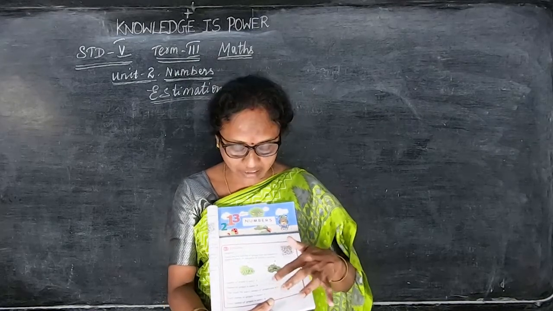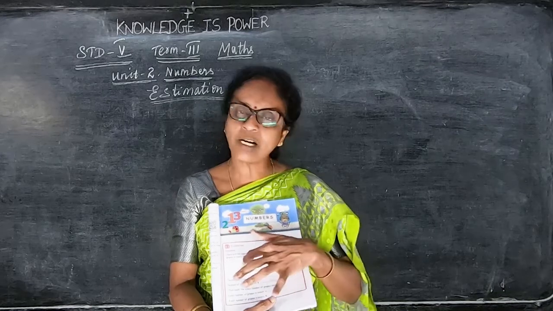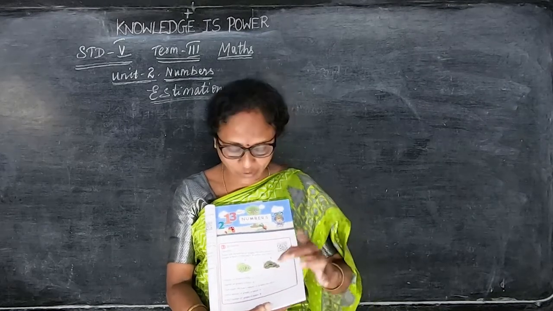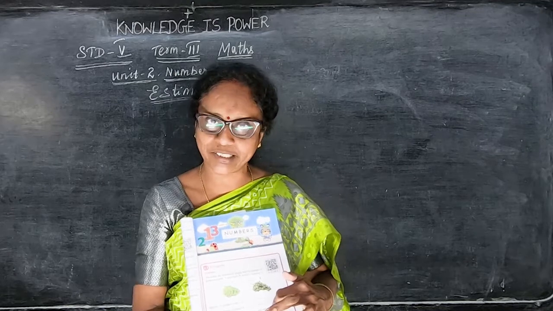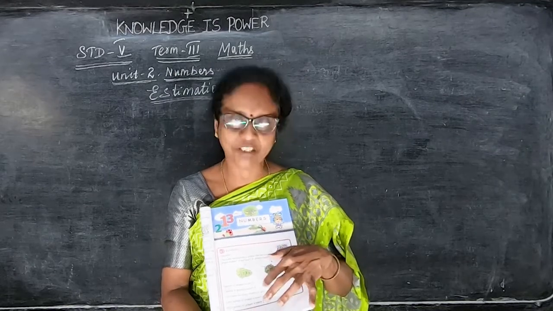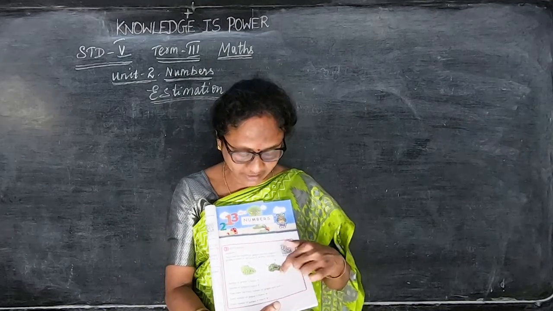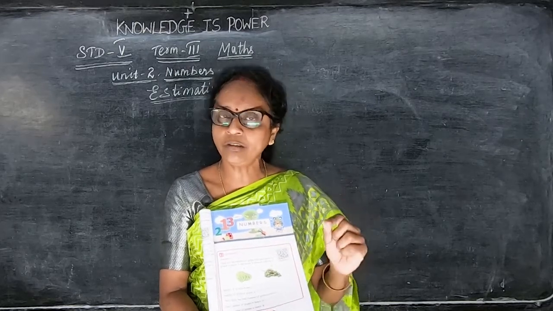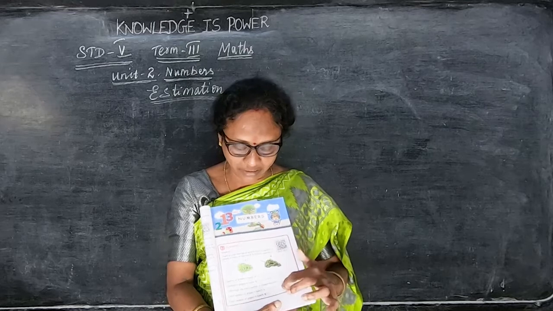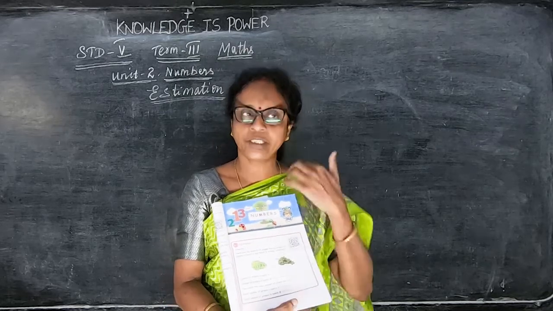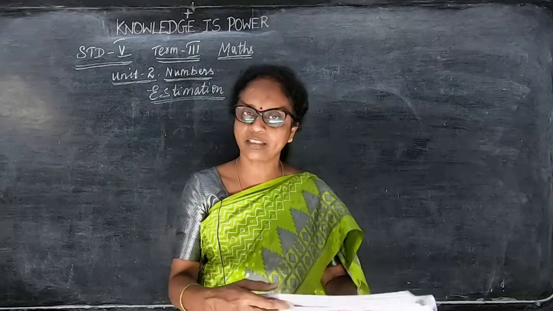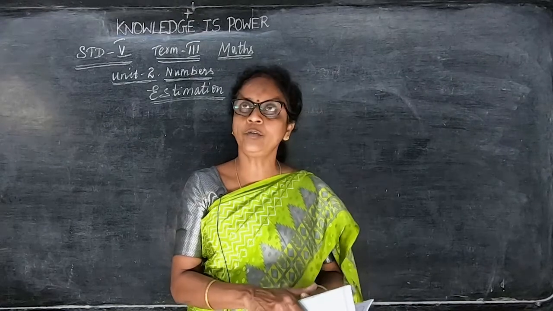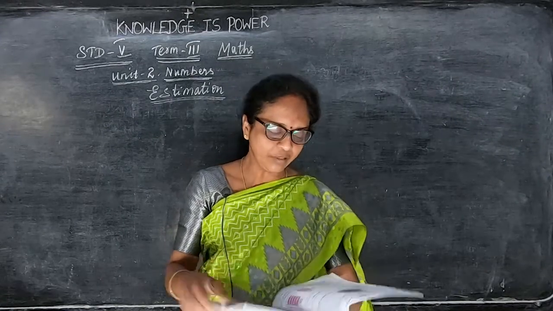This is known as estimation because I guessed 70, but actually the count is 75. Okay, so this is estimation. And for B, I said 35, but we are recording 37. So that guess is the estimation. Now we are going to look at estimation in numbers.